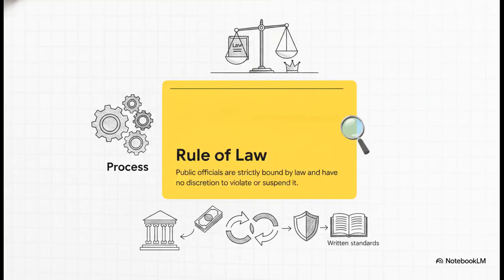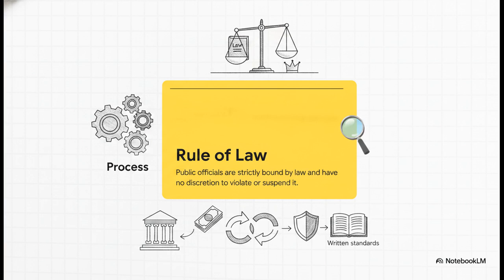Let's dive a bit deeper into the rule of law, because explaining this principle is really the core task of administrative law. Public officials are strictly bound by the law. They have zero discretion to just violate or suspend it. Even in matters of national defense, where the government has vast prerogative powers to protect the country, they can't simply raise taxes or conscript citizens into the military without the legislature officially authorizing it by statute.